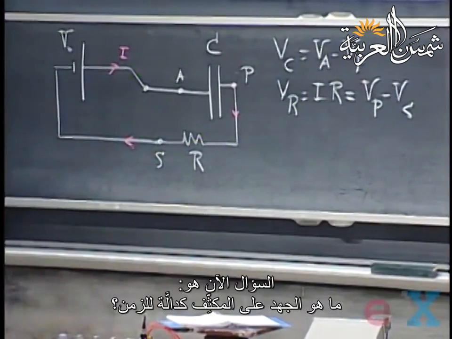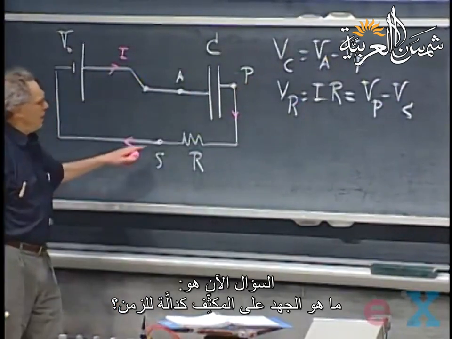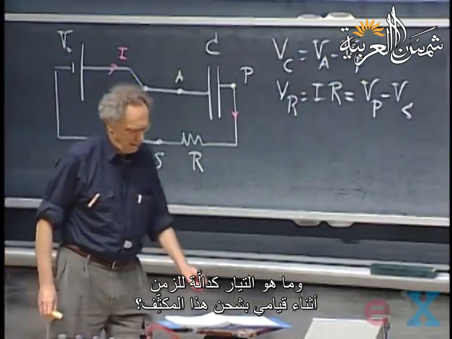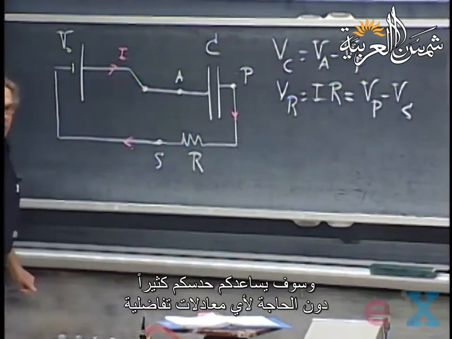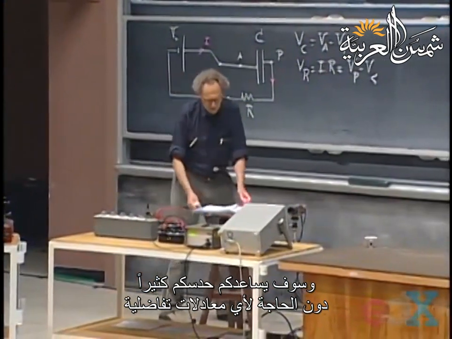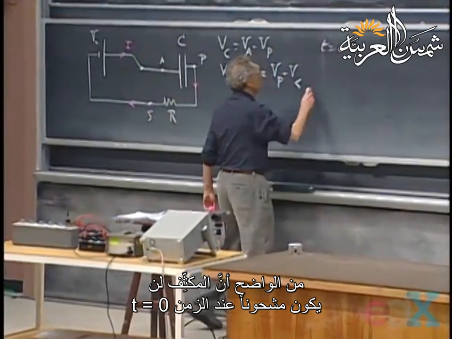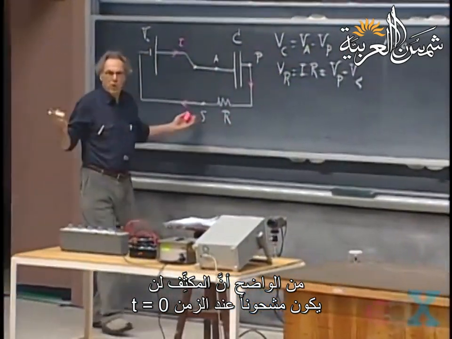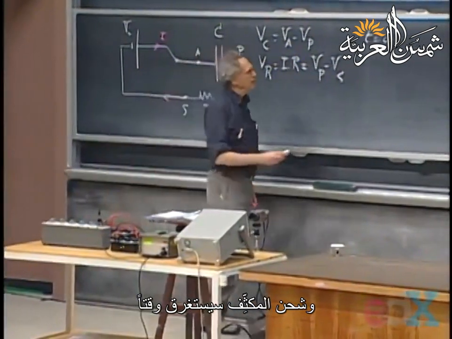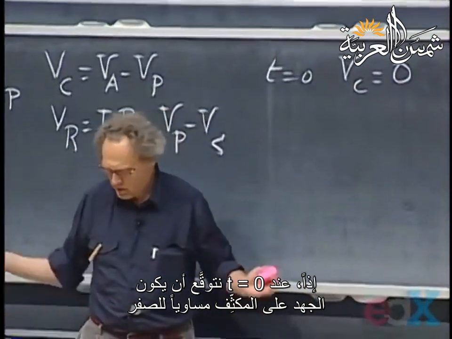The question now is, what is the potential over the capacitor doing as a function of time, and what is the current doing as a function of time as I charge up this capacitor? And your intuition will help you a great deal without any fancy differential equations. It is clear that at t equals 0, the capacitor is not charged. There is no charge on the capacitor, and it will take time to charge the capacitor. So at t equals 0, you expect that the potential over the capacitor is 0.